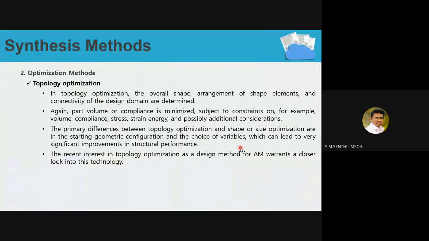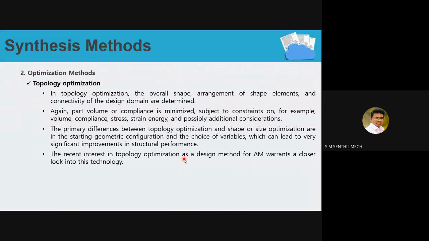Topology optimization. Topology optimization is nothing but the overall shape, the arrangement of shape elements, and the connectivity of the design domain between your various components. That is what topology optimization is. The primary difference between topology optimization and shape or size optimization lies in the starting geometry configuration and the choice of variables, which can lead to very significant improvements in structural performance.